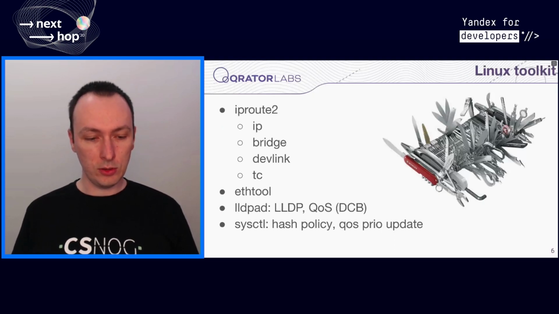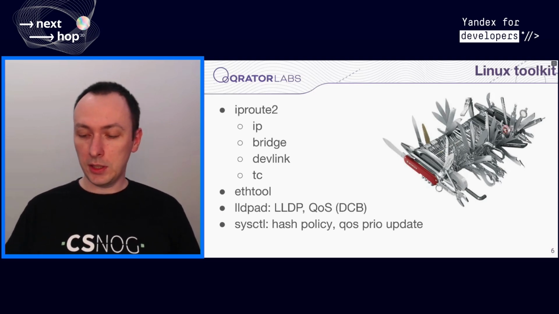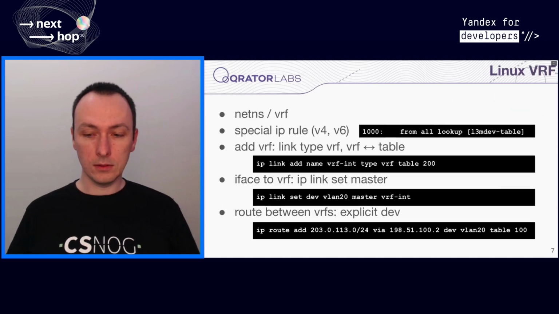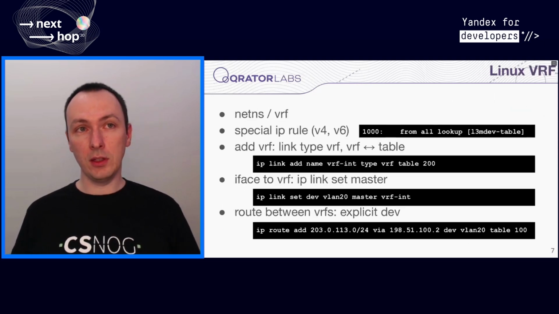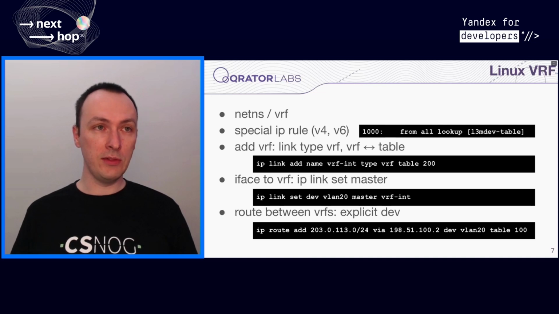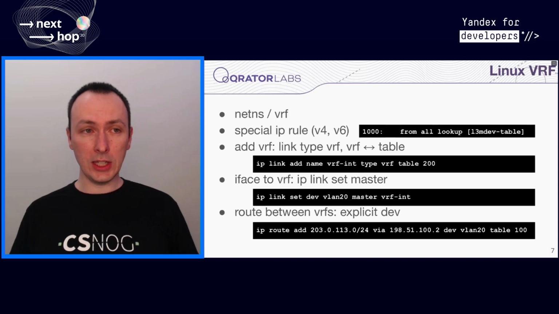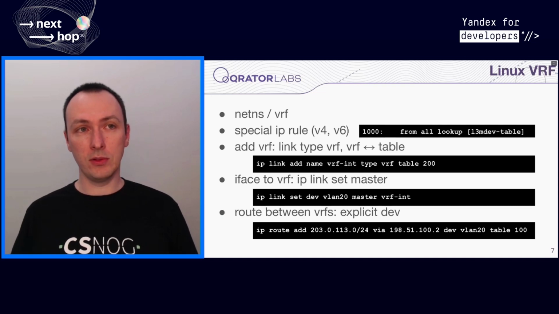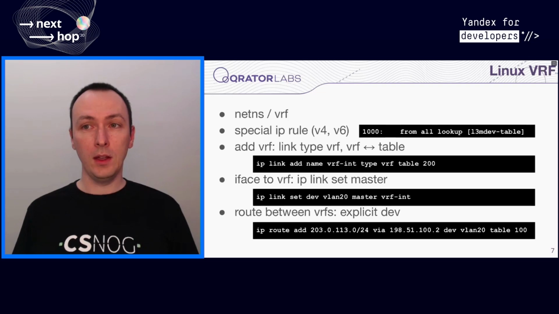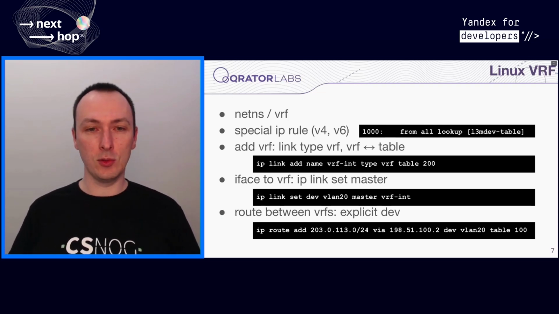In order to tune the switch itself, certainly we use certain standard utilities available from the Linux toolkit: ethtool, LLDP, QoS, and sysctl for certain parameters. For VRF, Linux has network namespaces, and there is a subsystem of VRF which is different from the rest of the system. Your interface is allocated in one namespace.